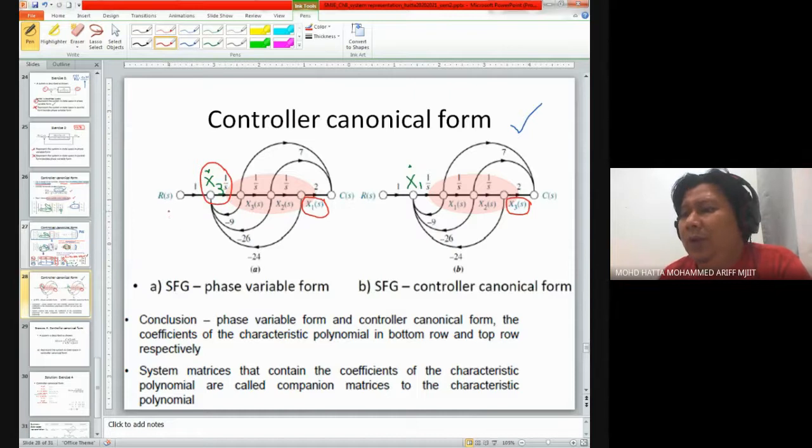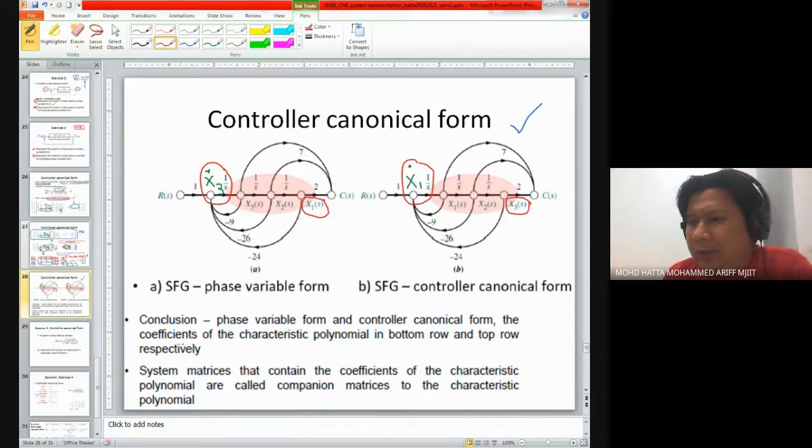The circle after our input for phase variable form is x3 dot, and the circle after our input for canonical form is x1 dot. So that's the difference. But if you look at the arrows, the values, it's the same actually. It's not almost. It's the same, except that the location of our states has been shuffled. All right.